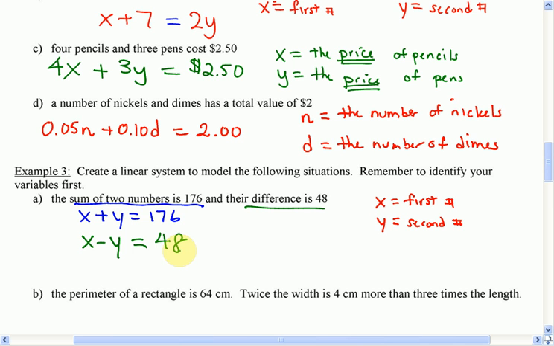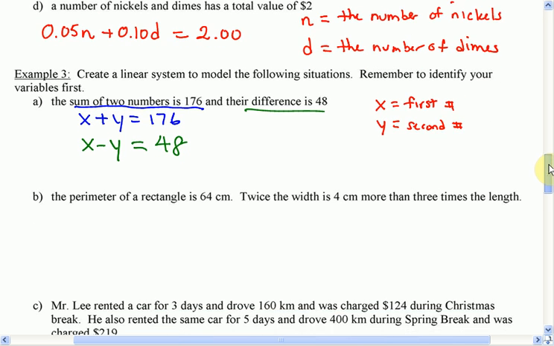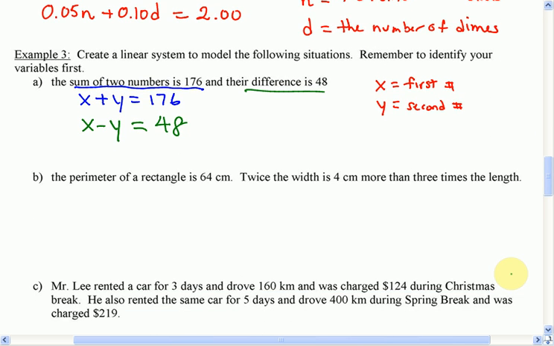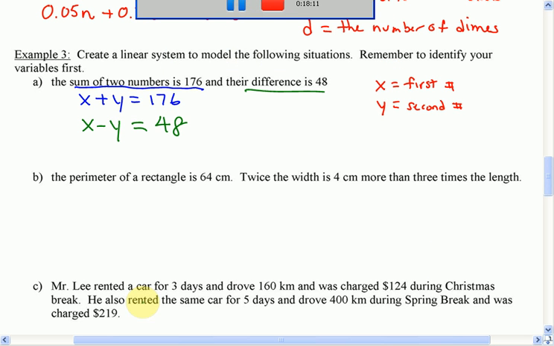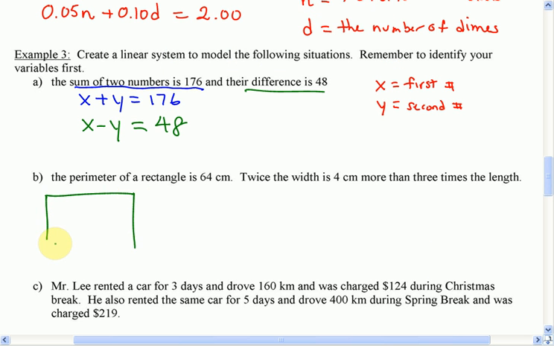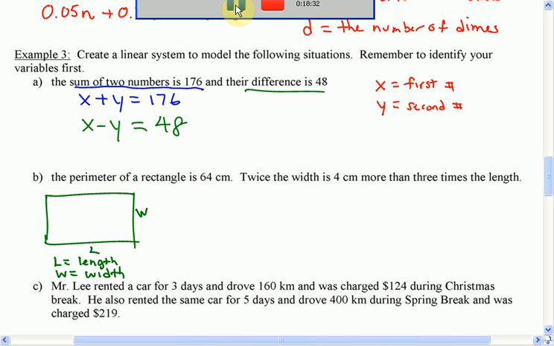Okay, you try part B, please. You decide what the letters are. On your own. So try to think about this as a picture with length and width. So I guess that means your two variables are L is length, W is width. Okay. So from there, can you move forward and try to find two equations? I'll let you think about it.